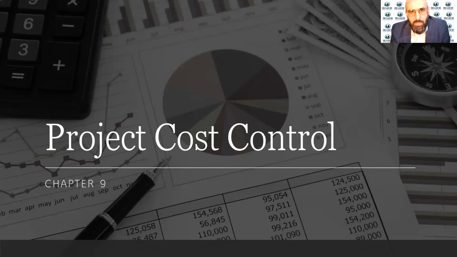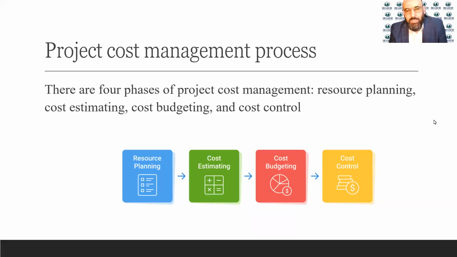In this video, I will be talking about Chapter 9 from the textbook, which is Project Cost Control. As you know, there are 4 phases for project cost management. These are resource planning, cost estimating, cost budgeting, and cost control.